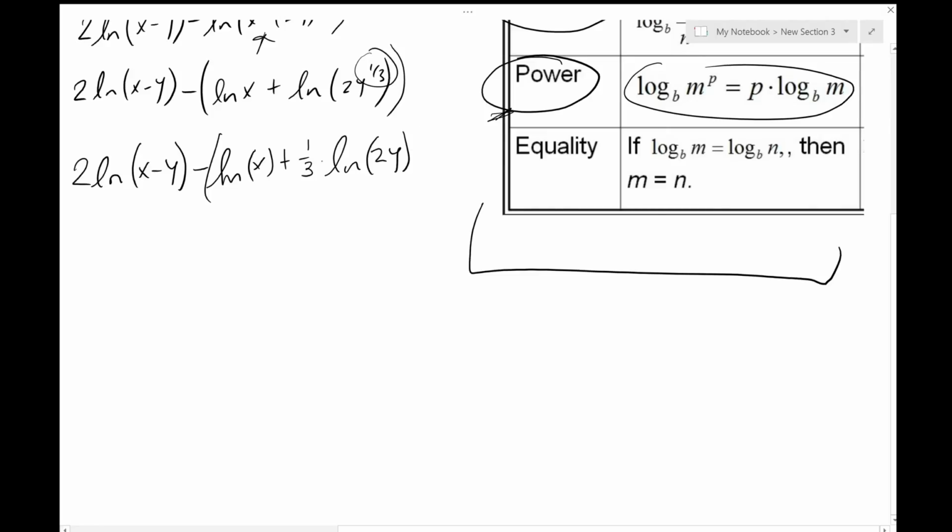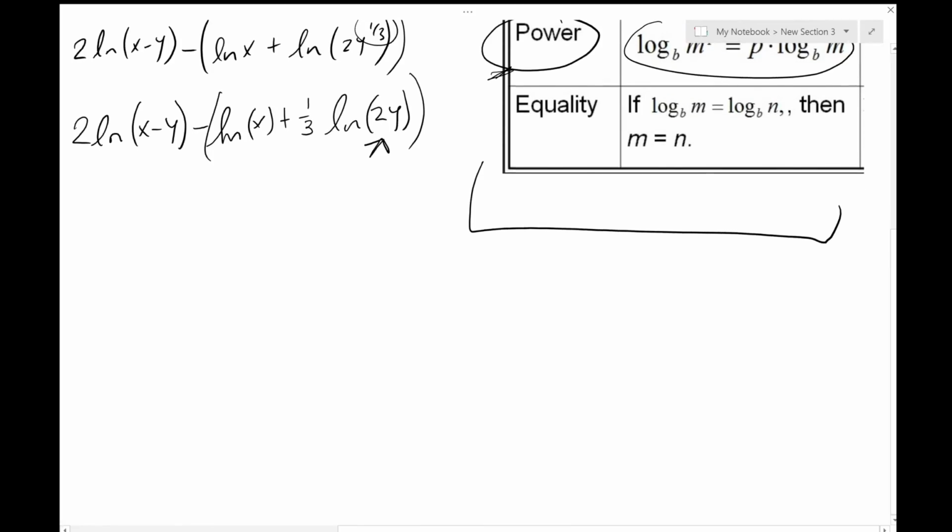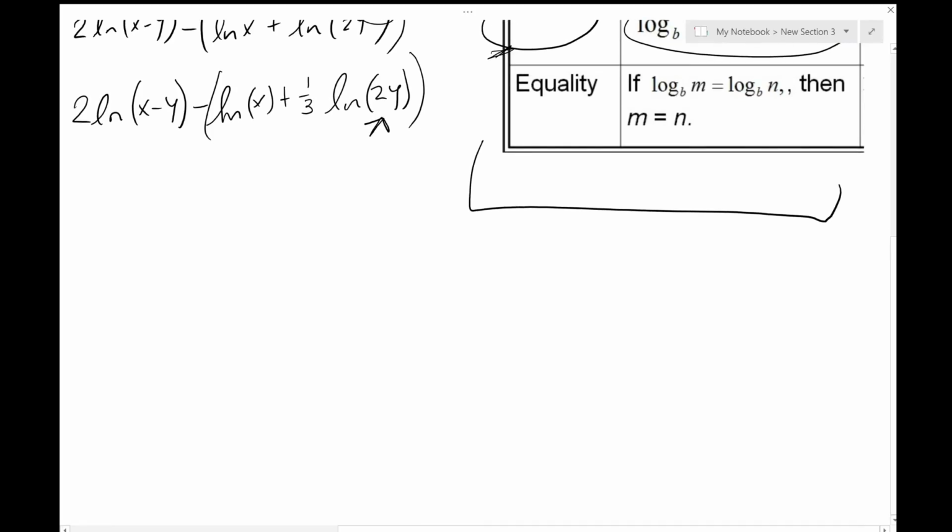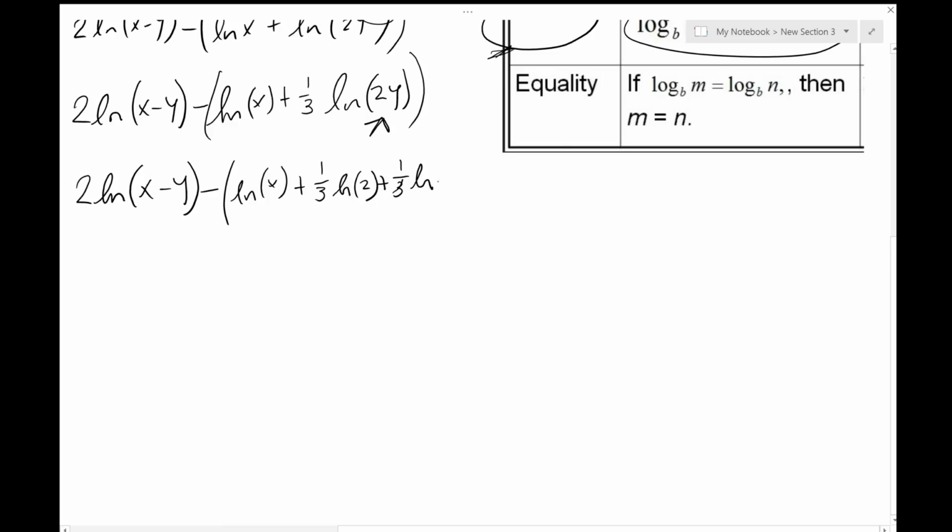I'm still not done yet, however. I still have another product in there. So to break this up even more, I can do 2 times the natural log of x minus y minus the natural log of x plus 1/3 times the natural log of 2 plus 1/3 times the natural log of y. And that is my final answer.